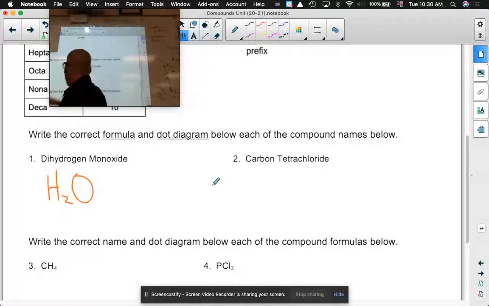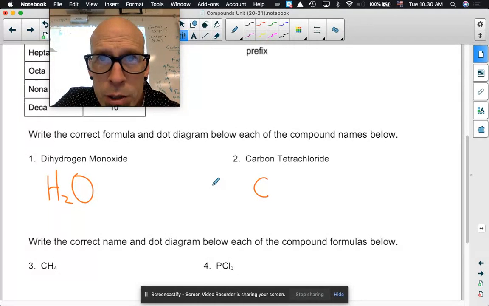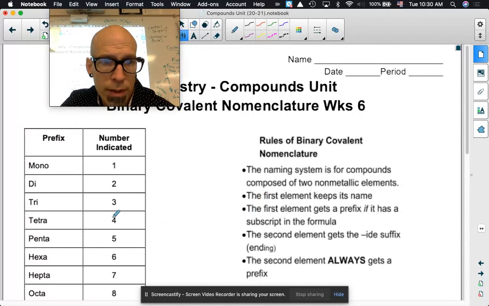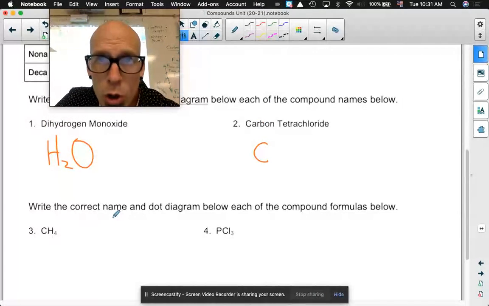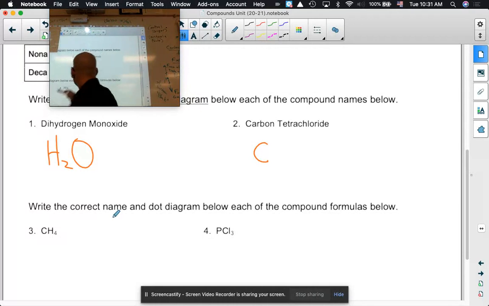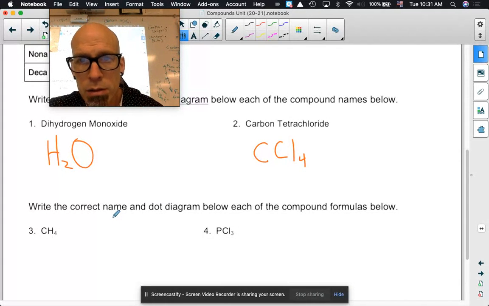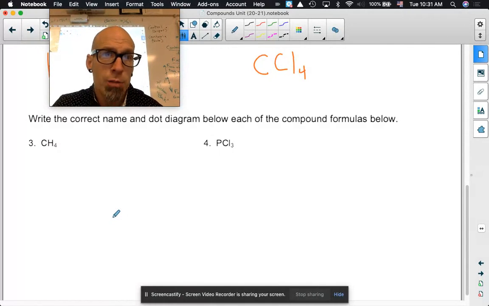It's one carbon. Okay, so one carbon. Tetrachloride. Tetra means what? Four. That's what the list says, right? Tetra is four. Chloride is referring to which element? Chlorine. So that's Cl. So Cl4. That's one carbon and four chlorines. CCl4, carbon tetrachloride. All right, so now you're supposed to write the correct name for these.